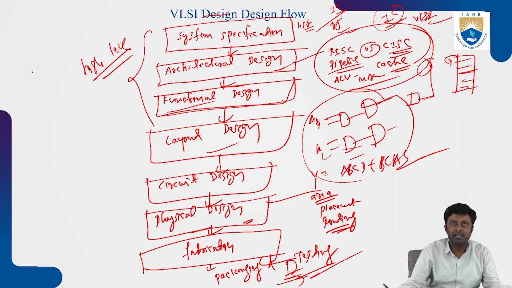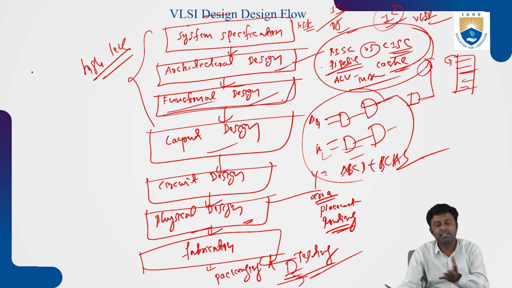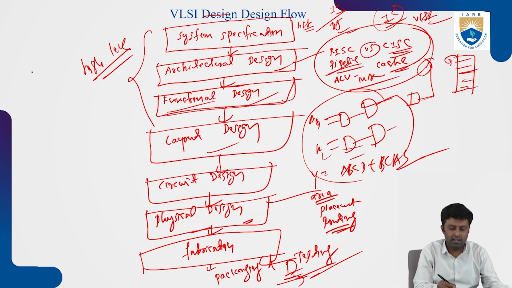Herein we'll be discussing which architecture is to be used. Here we'll take some decisions, like whether we have to use a RISC architecture or another architecture depending on the application. Which pipelining, what should be the size of the pipeline, how many ALUs should be used, and what should be the size of the cache. All these things will be taken care of. After that, the functional design is done.